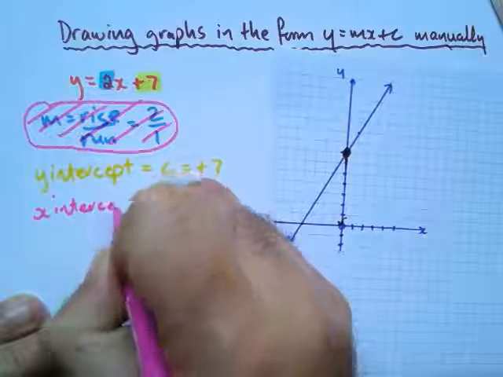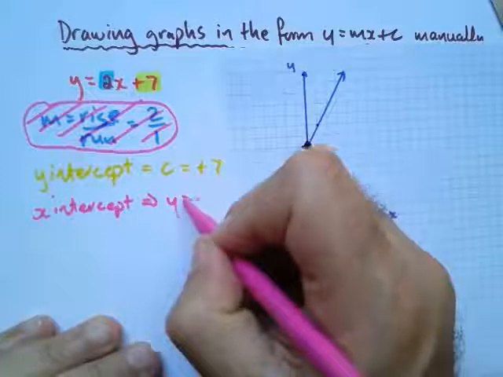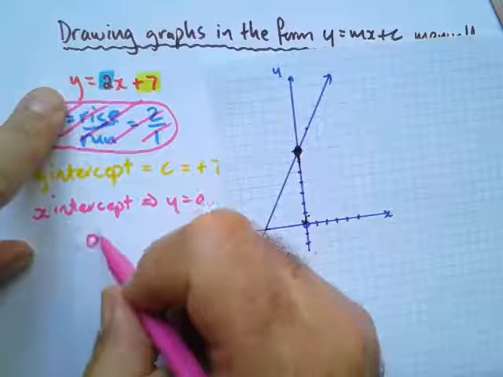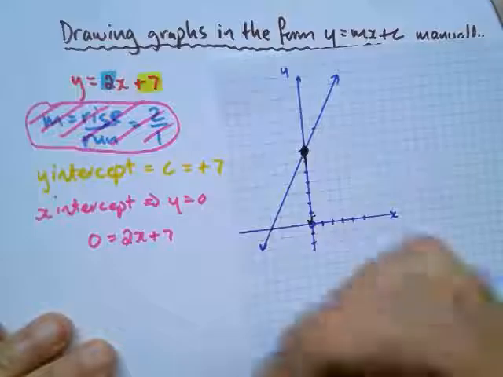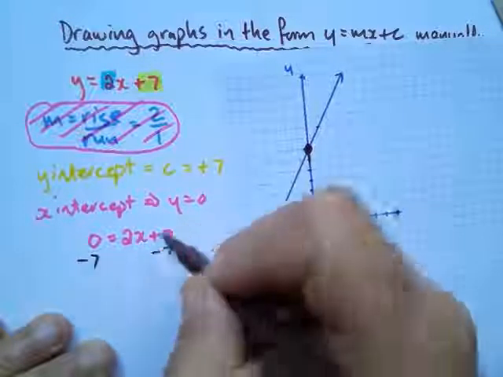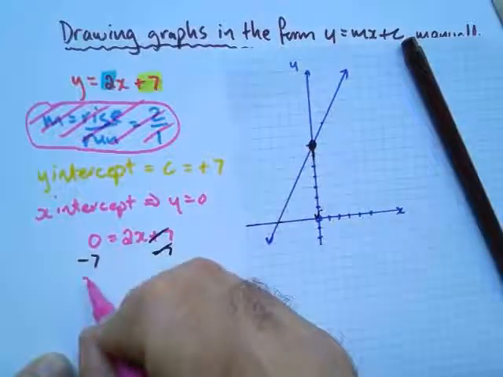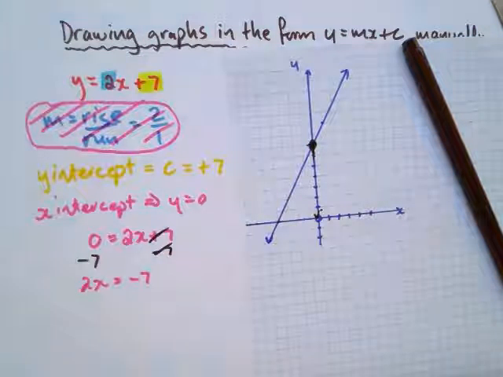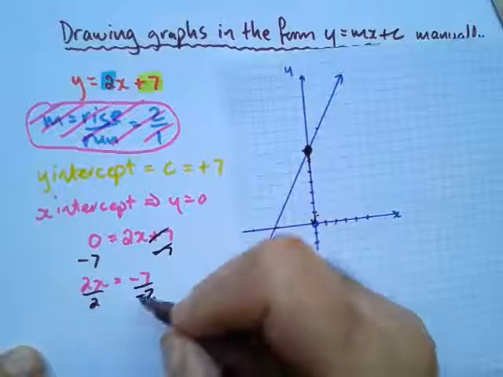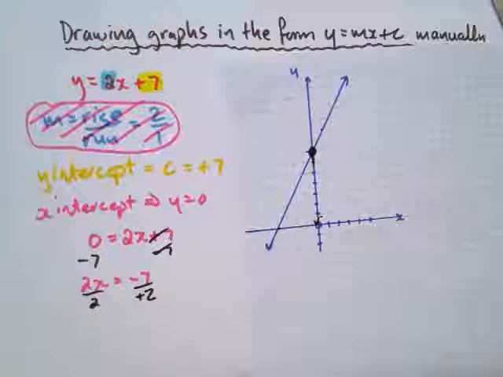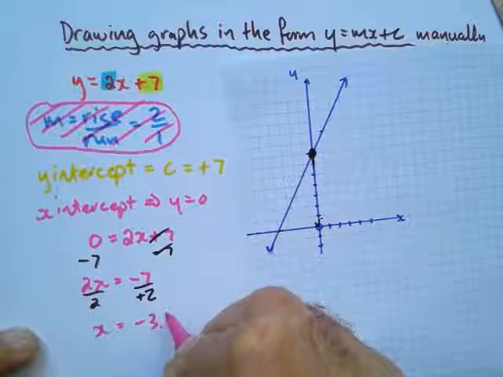My x-intercept is where y is 0. That means 0 equals 2x plus 7. What I'll do is take 7 away from both sides to get rid of that. I'm going to swap the two sides. That's going to give me 2x equals negative 7. I'm then going to divide by 2 on both sides. And my answer is x equals negative 7 over 2, which is negative 3.5.